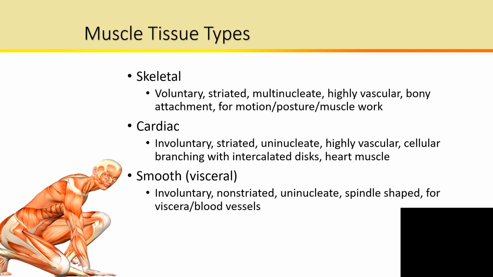We know that smooth muscle is non-striated. It doesn't have stripes across it. So when we looked at it in the microscope, it looked a lot like many other cells. It's uninucleate. It's more spindle shaped: wide in the middle and very narrow and pointed at the ends. And again, we know smooth muscle is found in viscera and blood vessels.